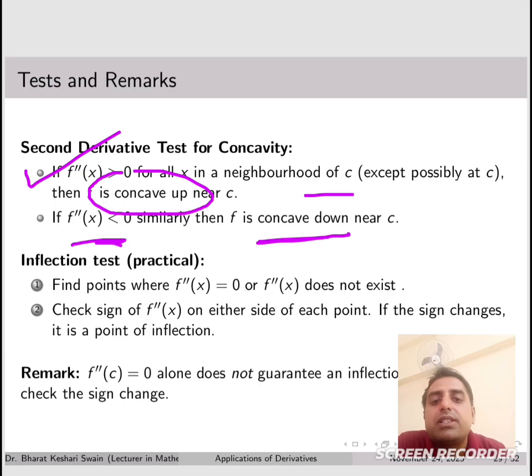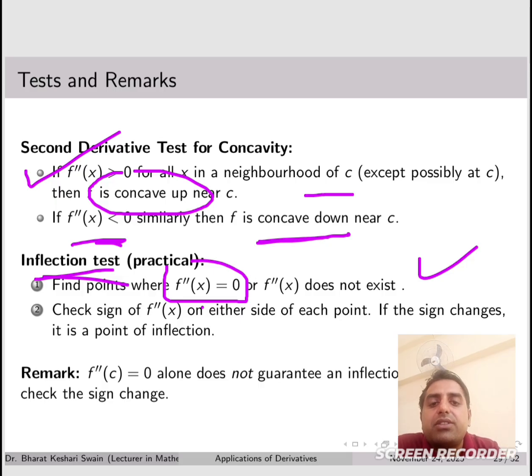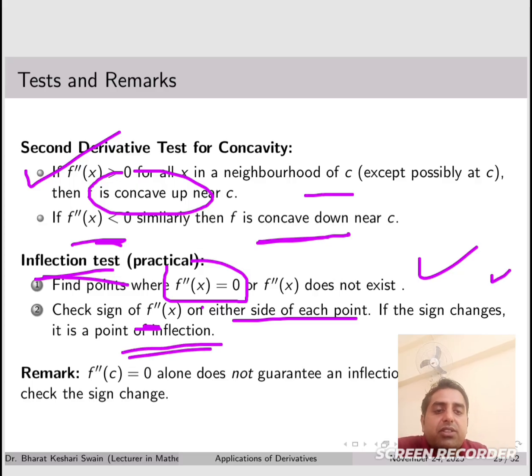To find inflection points, take f''(x) equal to 0, or the points where f''(x) does not exist. Then check the sign of f''(x) on either side of each point. If the sign changes, then it is a point of inflection. If the sign does not change, then there is no point of inflection.